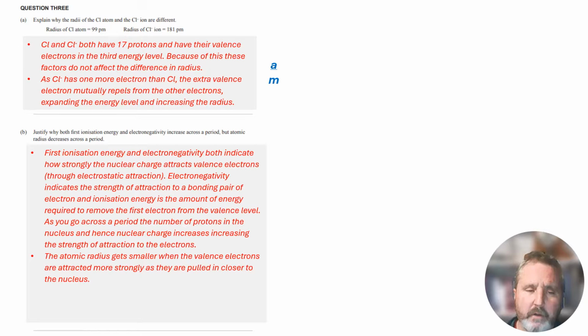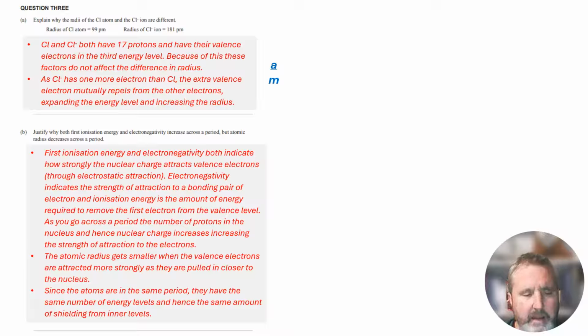So really we've got three important points: electronegativity, ionization energy and radius. At the end here, I've also said that since they're in the same period, they have the same number of energy levels, therefore the same amount of shielding from inner levels. I've said that extra bit just so that they know that I know that these would influence if they weren't in the same period. Okay, this is an achieved, merit and excellence question.